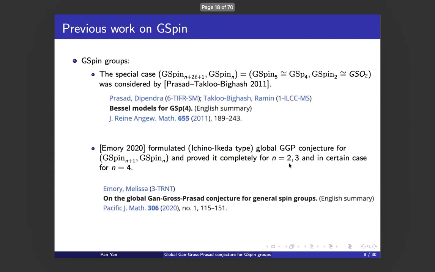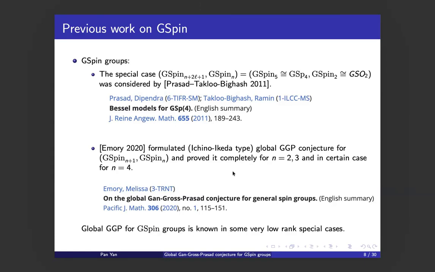On the GSpin side, the special case GSpin 5, GSpin 2 was considered by Prasad and Takloo-Bighash in 2011, in view of the isomorphism that GSpin 5 is isomorphic to GSp4. And in 2020, Melissa Emory formulated an Ichino-Ikeda type global GGP conjecture for GSpin(n+1), GSpin(n), the codimension 1 case. She proved it completely for n equals 2, 3, and in certain cases for n equals 4. Her approach relies on the accidental isomorphisms between low-rank GSpin groups and classical groups, so that one can reduce the problem to the classical groups. So global GGP for GSpin groups is known only in some very low rank special cases.